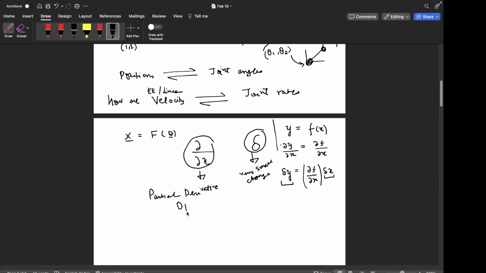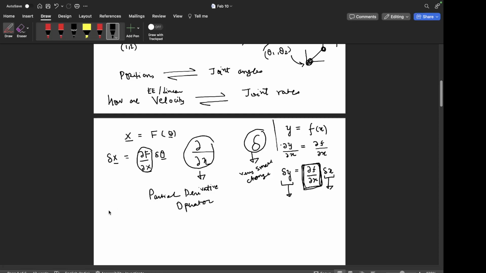So, partial derivative operator. There is a distinction between these two symbols; I'm not using them arbitrarily. A small change in x relates to a small change in y through this quantity, right? That's the quantity of interest which we will find. Similarly in this case also, a small change in end effector position relates to a small change in joint angles via this quantity, right?